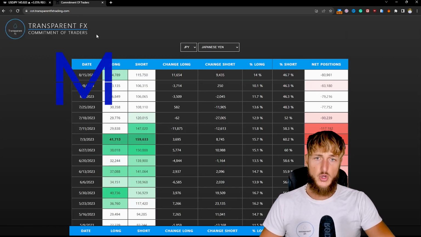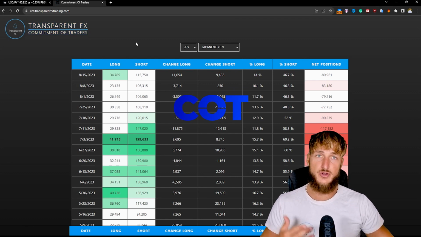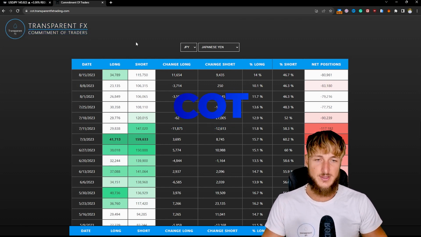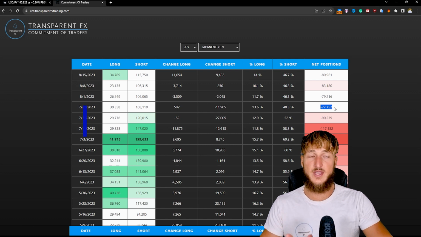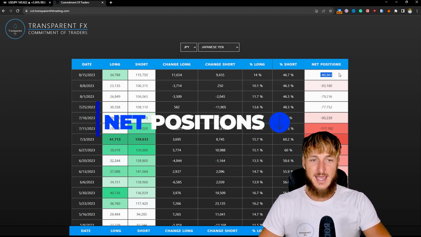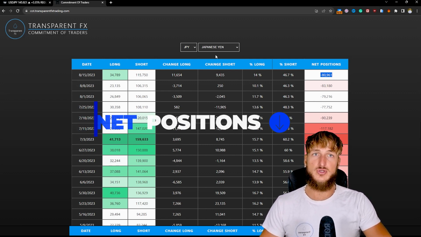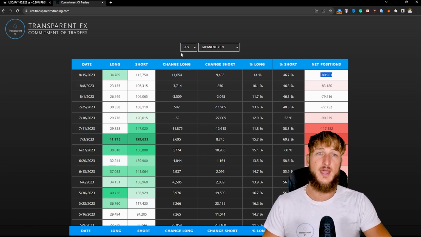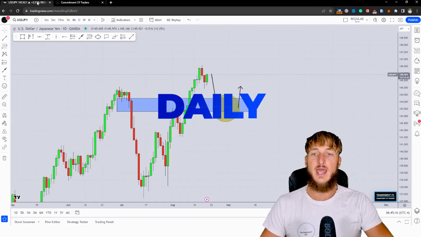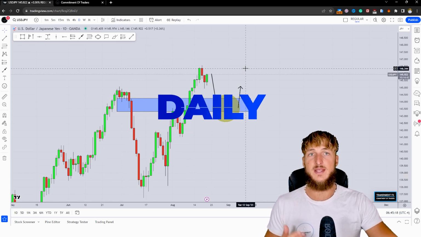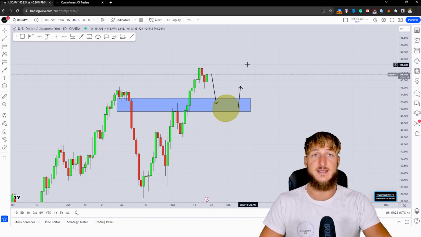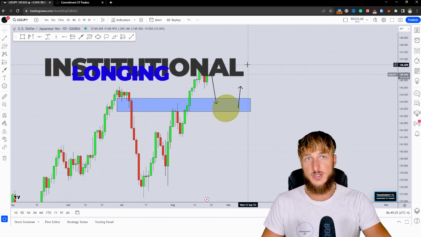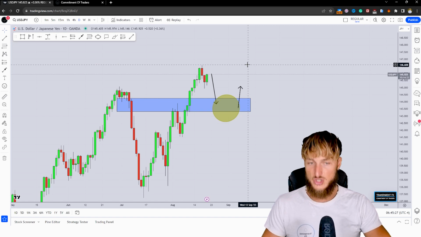Now, if we go and see what we have when it comes to the commitment of traders, so what institutions are doing, so this is COT data, and we look at the data precisely for the JPY, we can see how with the last reports we went from minus 77k net positions down to minus 80k net positions. So institutions are now once again starting to move to the bearish side of the JPY, and a move to the bearish side of the JPY means that USDJPY is supposed to get stronger, fueled by this institutional longing of the USDJPY by shorting the JPY.